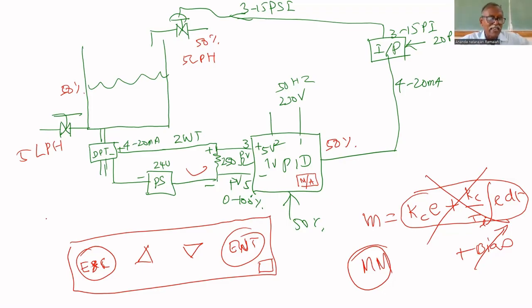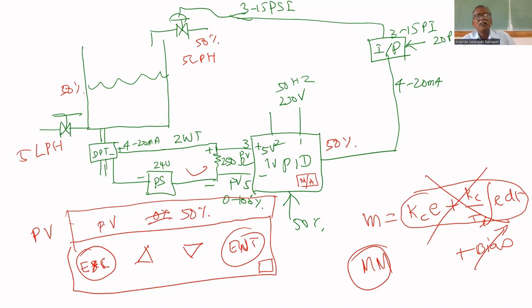There will be a display here. That display will show the PV. Initially it will be 0%. After some time, the display becomes 50%. The PV will be displayed in red.